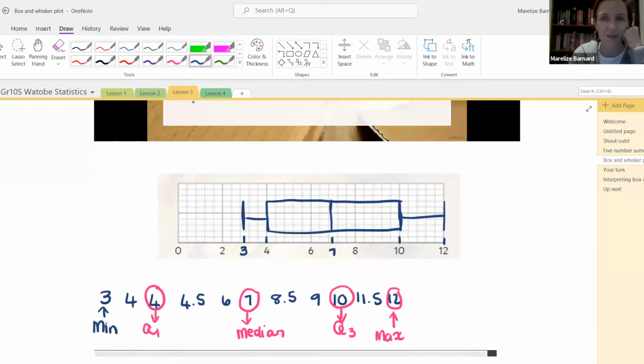Okay, so just give me a thumbs up in the chat if you're happy with drawing your box and whisker plot. Good stuff. Nice, alrighty. So now we're gonna try another one.